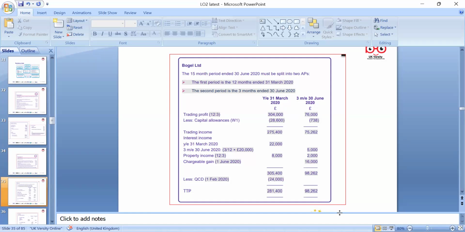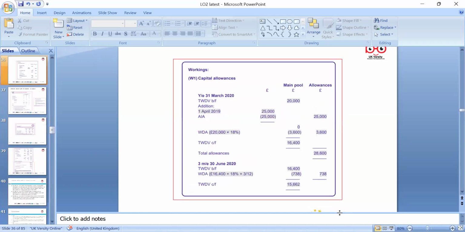We look at the financial year; the accounting period can be different. So trading profit, capital allowance, total income, interest income. Yes, we can apportion it. If we have property income, chargeable gain, we can look at those, and qualifying losses, any payments you have made toward charity, and total taxable profit.